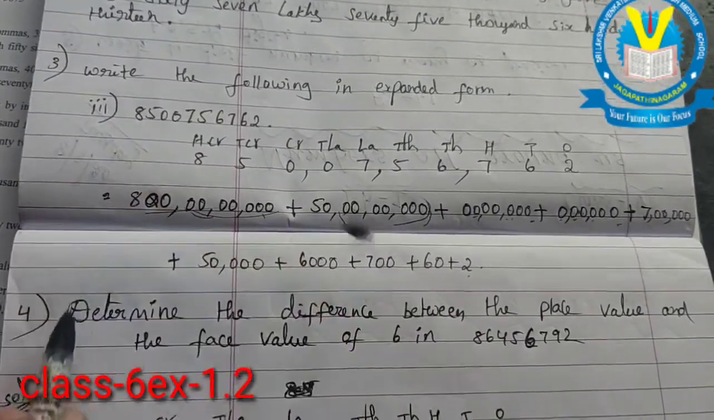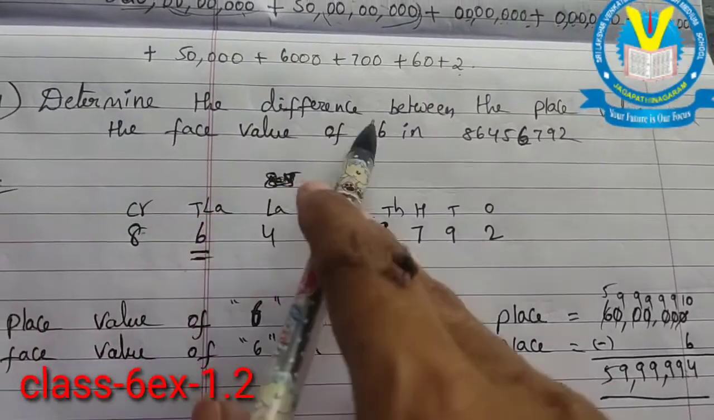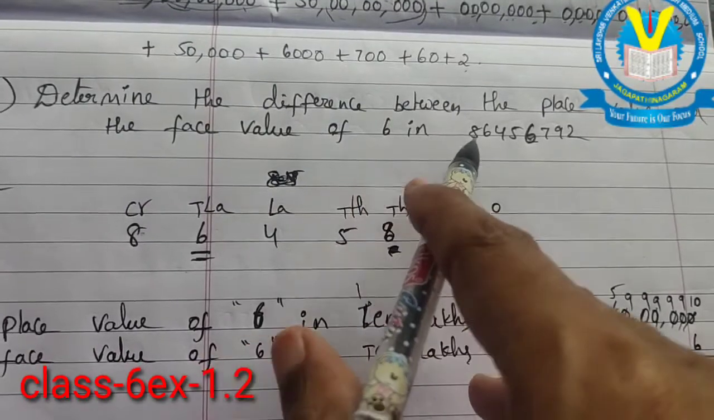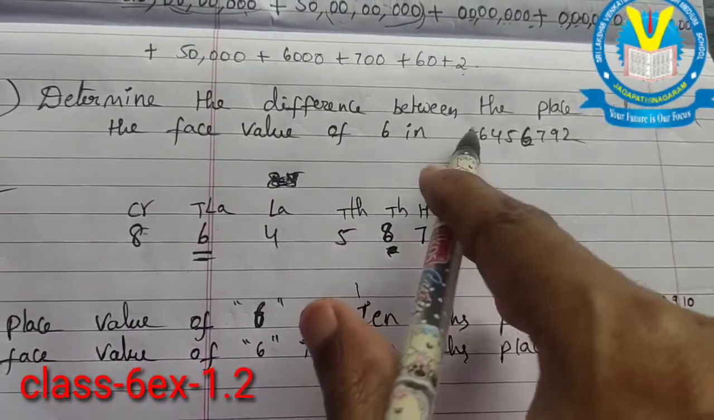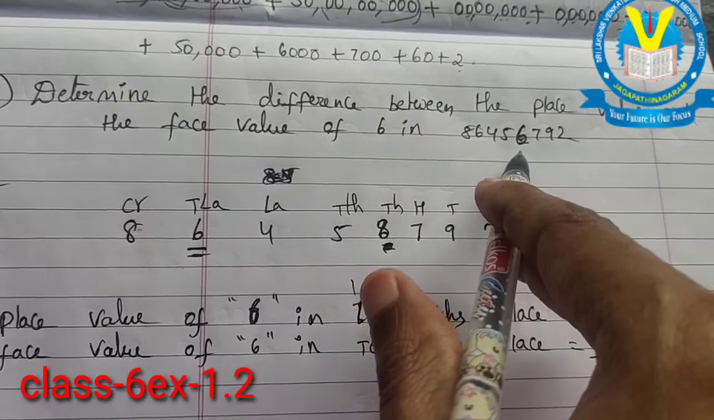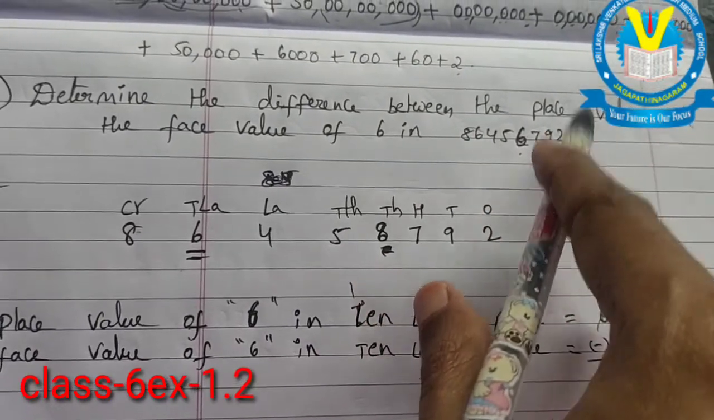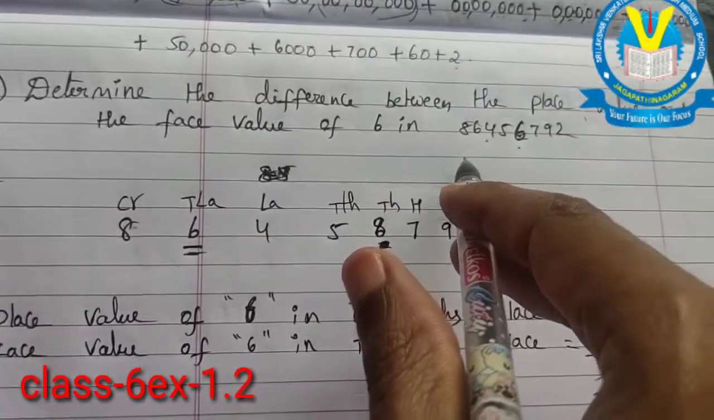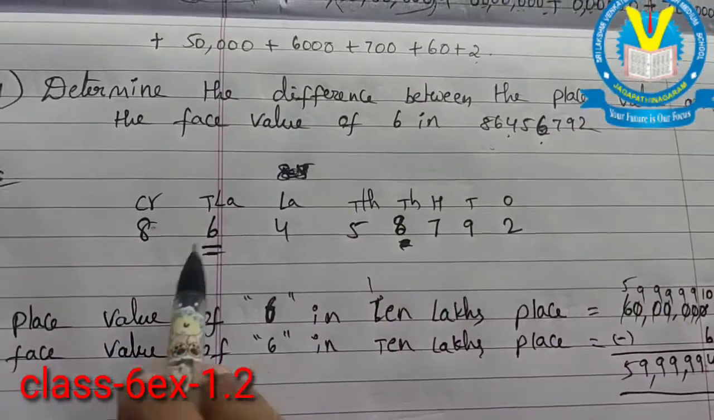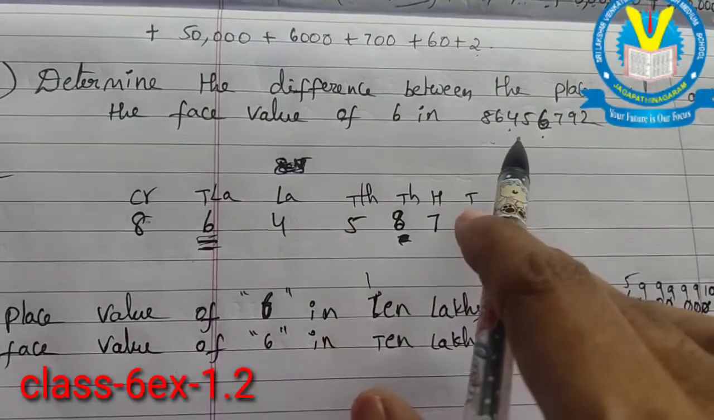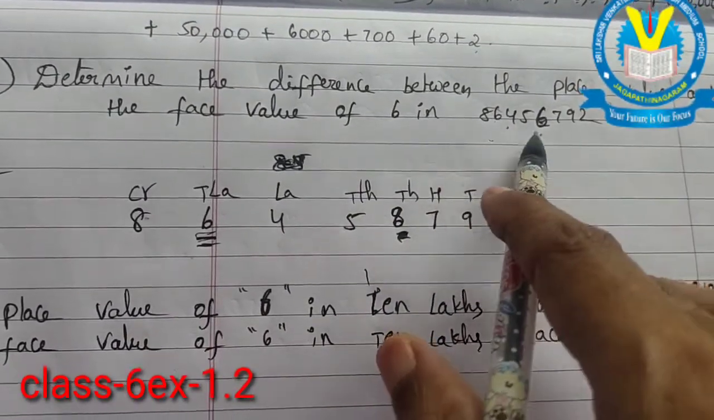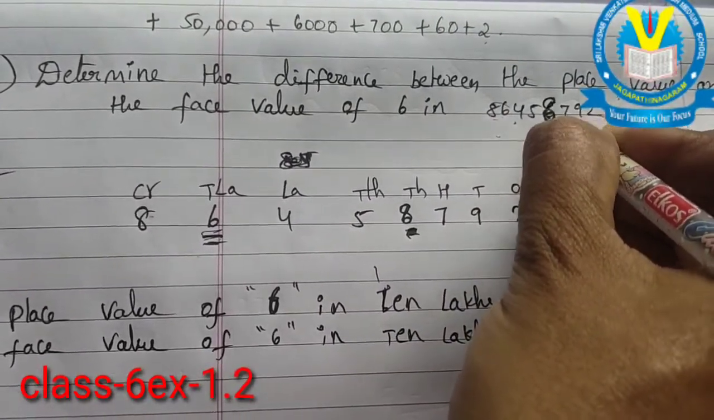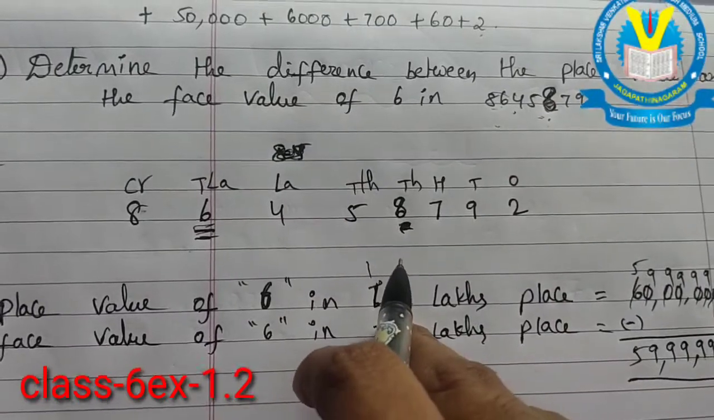Okay. Next, the fourth one. Determine the difference between the place value and the face value of 6 in 8, 6, 4, 5, 6, 7, 9, 2. In this number, you have to find the difference between the place value and face value. Place value means write the place value. Face value means the given number. Okay. Here 6. But here the sum is given wrong. 2, 6 is there, no? So you have to correct the number. Here put the 8. Okay children, change the number.